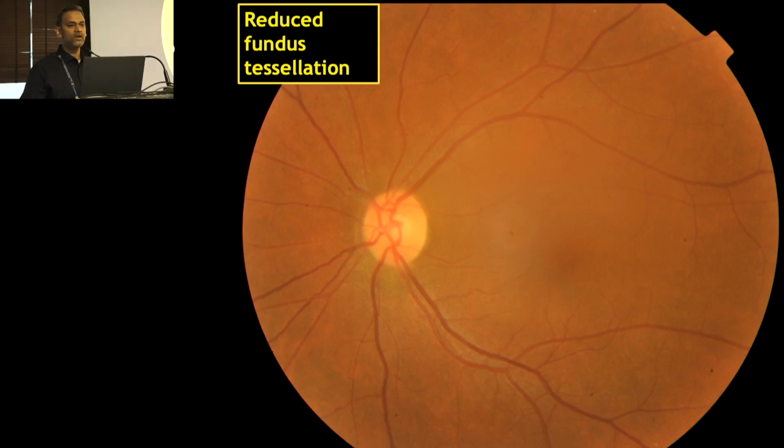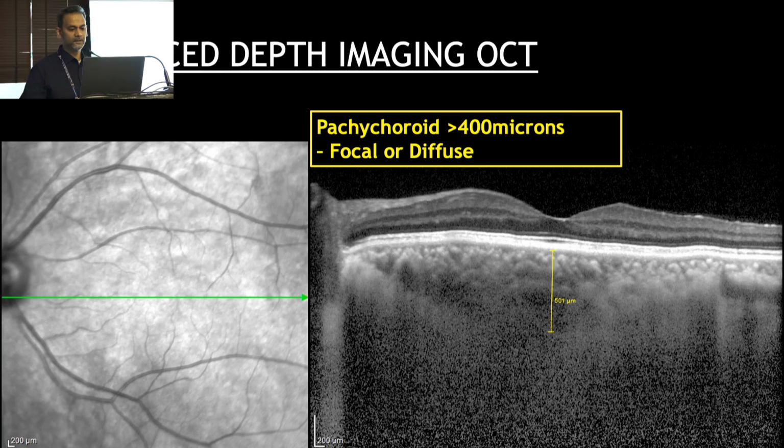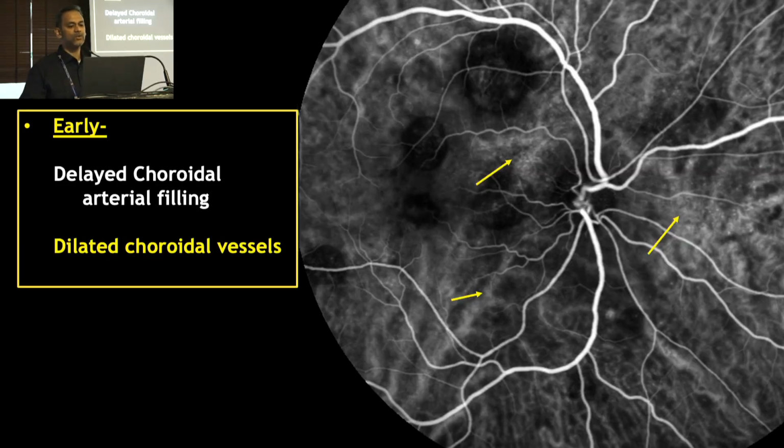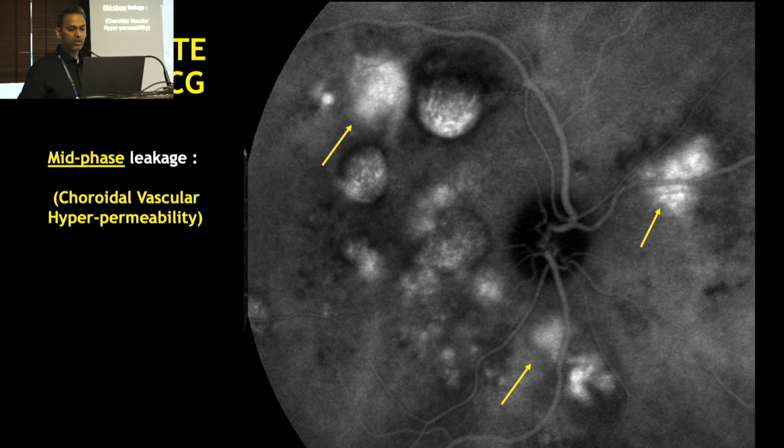Common to all these diseases is the presence of reduced fundus tessellation and an increased thick choroid, generally more than 400 microns, and the classic hallmark of choriocapillaris compression overlying a dilated Haller's vessel. ICG angiography shows an early delayed arterial filling and then areas of choroidal vascular hyperpermeability in a patchy fashion.